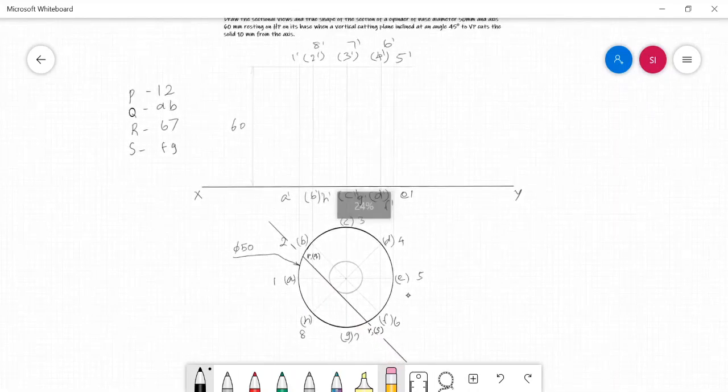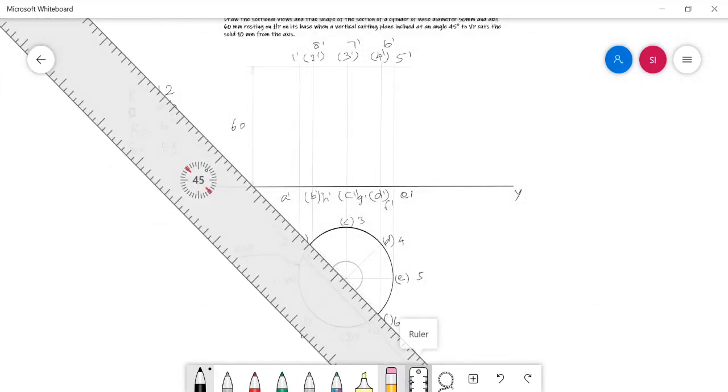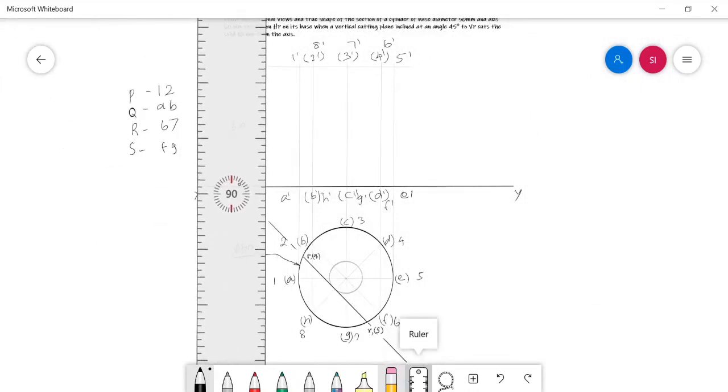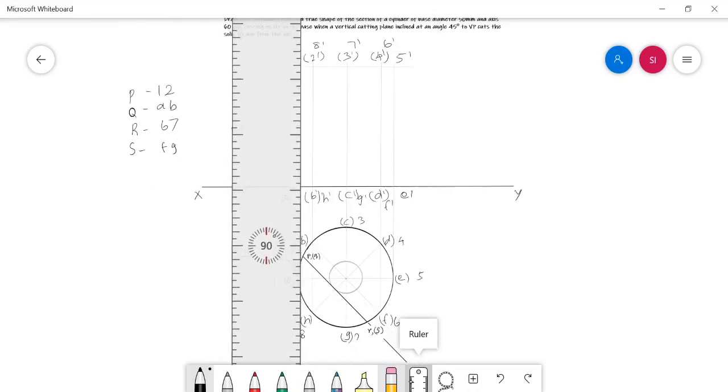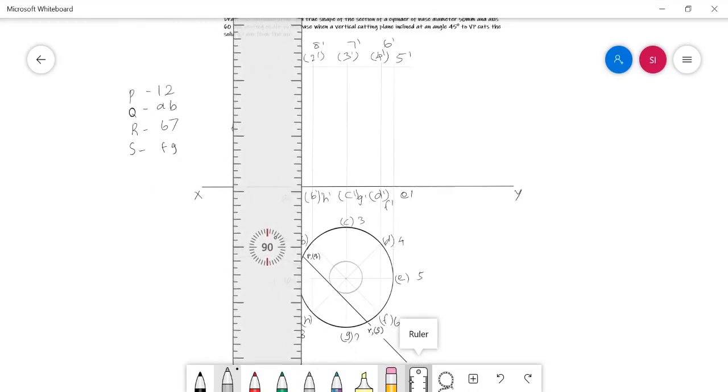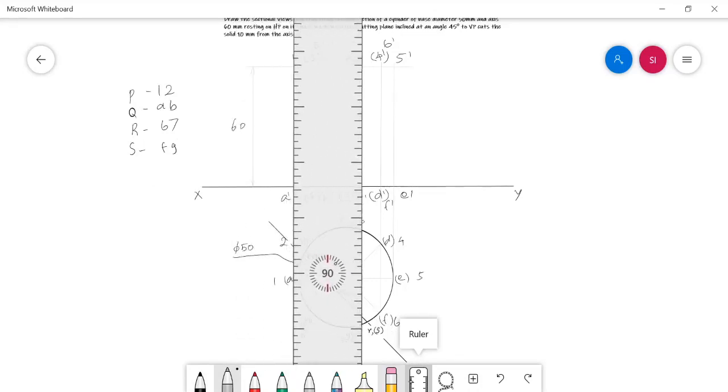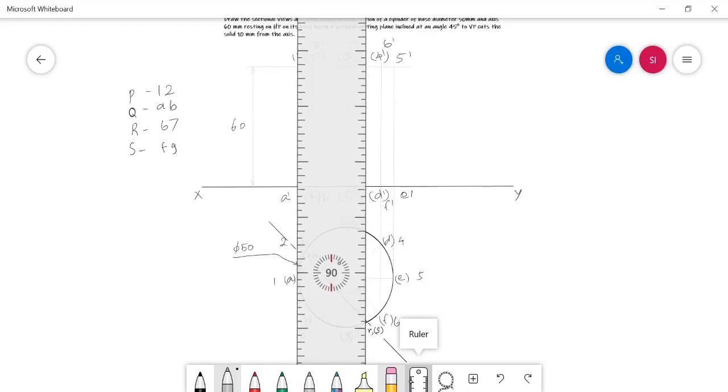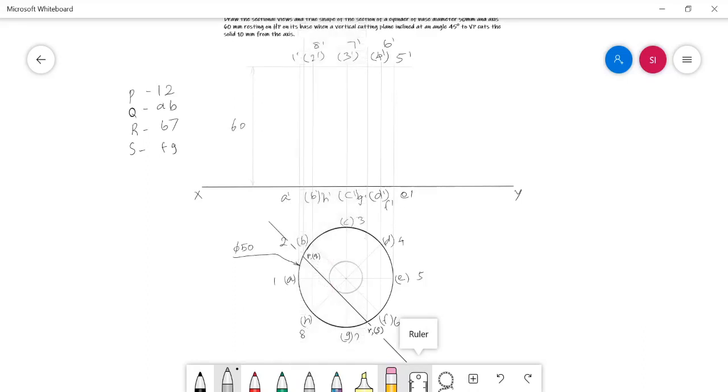Now we have to project the cut points towards the front view to mark them in the lateral view of the solid. Yes, I am projecting the cut points P and Q, and now R and S. Here I want to mark the cut points P and Q.